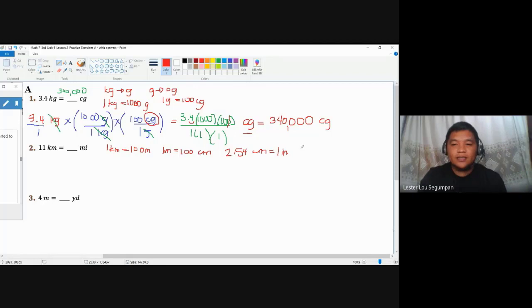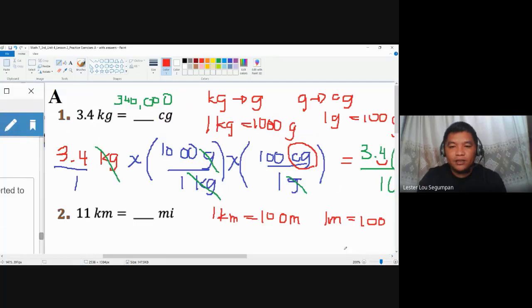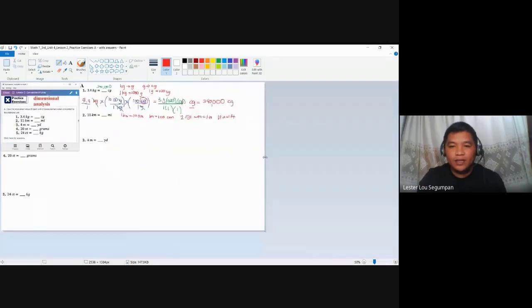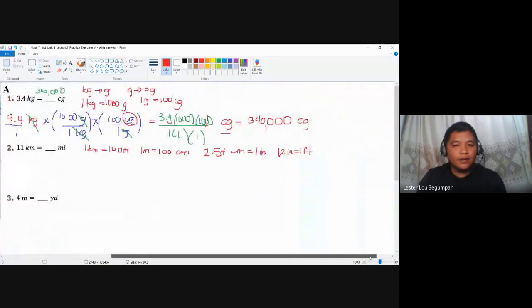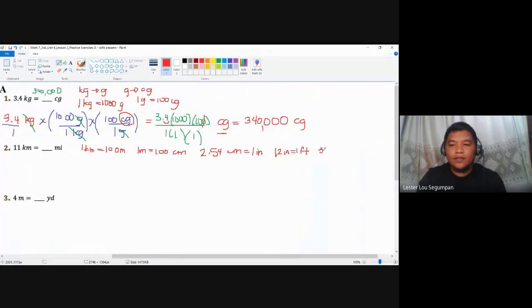And from inches, you have 12 inches is equal to 1 foot. Okay, this would be a little bit longer. Sorry for that. Don't worry. And then you have 3 feet is equal to 1 yard. And finally, we could actually come up with yards to miles. Right?